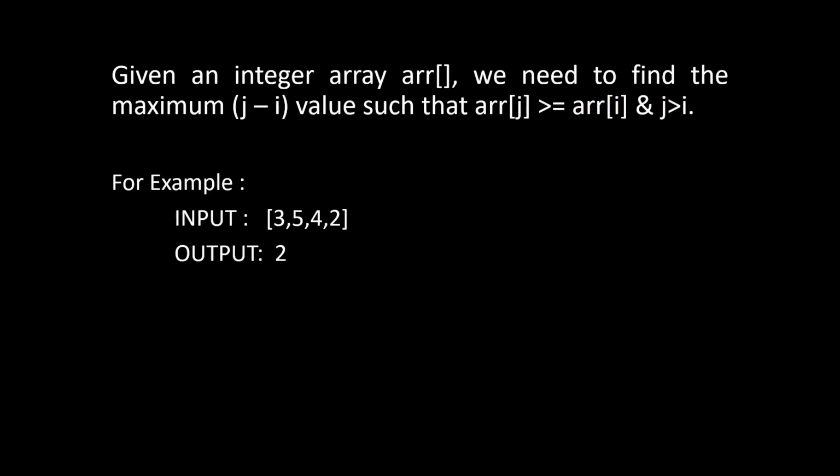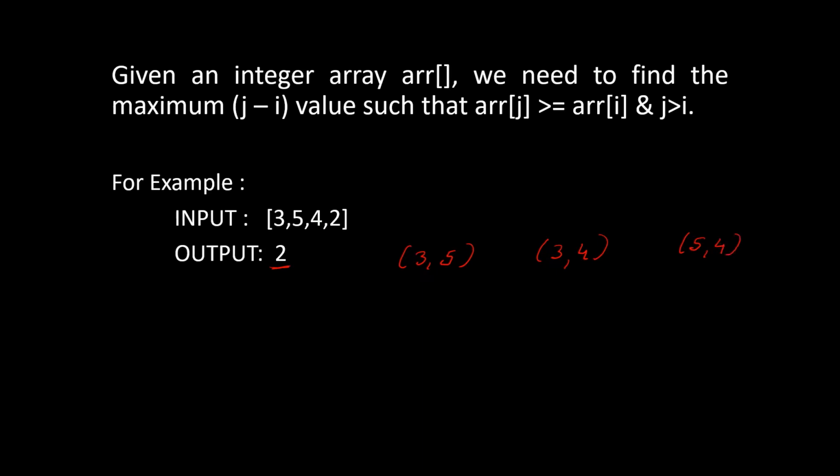Let's understand it with the help of an example. We are given an input array 3, 5, 4, 2 and the output is 2. How does the output come to 2? First we will see all the pairs in which array of j is greater than or equal to array of i and j is greater than i. The first pair here is 3, 5. The next pair is 3, 4 and the last pair is 5, 4.